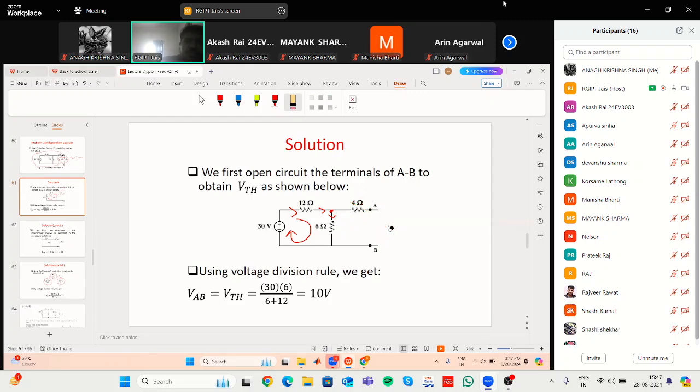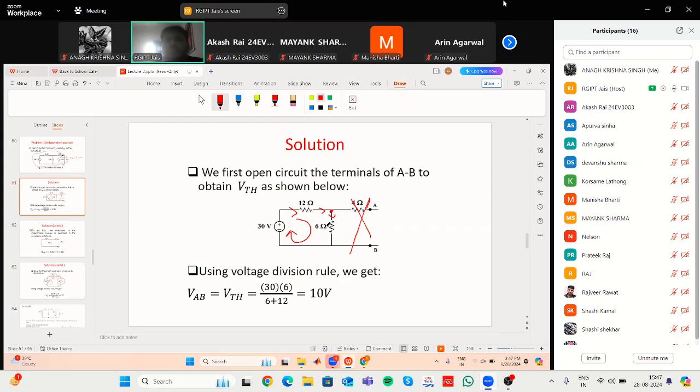So no current will be flowing through this path. So how much current will be flowing through this? You should just discard this part of the circuit. You don't consider this part of the circuit. But how much current will be flowing through this path? That means some voltage is there, 30 volt. And now if you are not considering this part of the circuit, what is the net resistance? 12 plus 6, 18 ohm. So 18 ohm is the net equivalent resistance. Two resistances connected in series, their value will be 18 ohm.